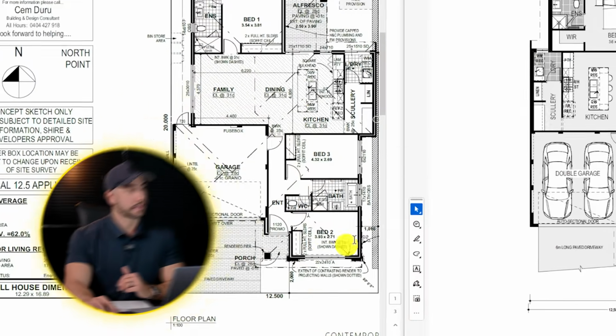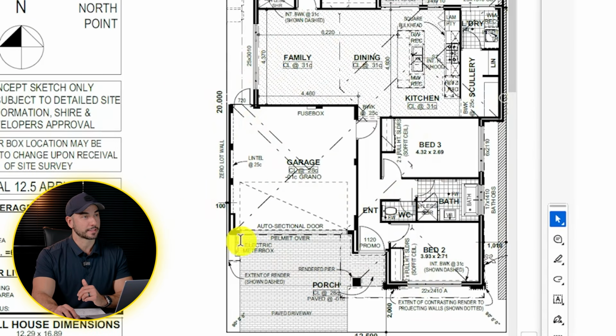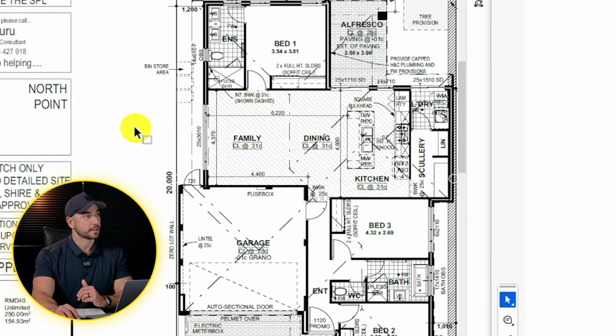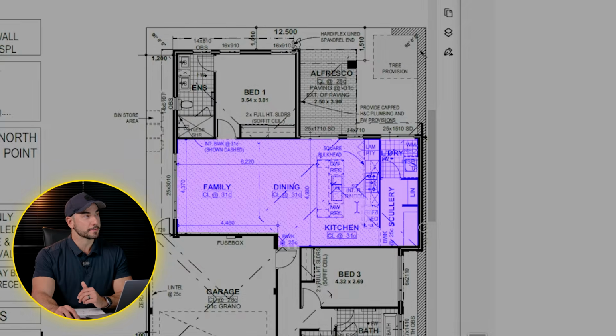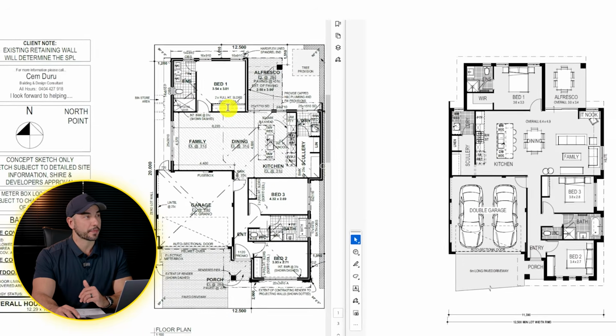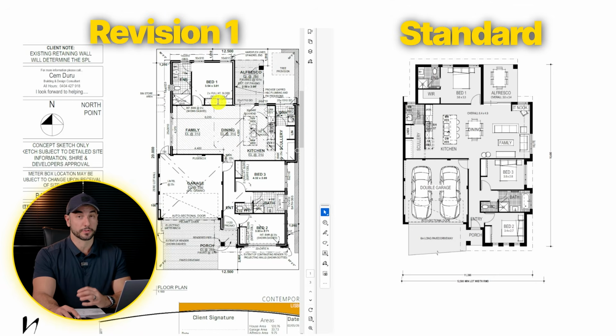So the bottom section of the home has stayed relatively the same. We've flipped the family dining kitchen scullery area, and we've also increased the size of the ensuite by compromising on the walk-in robe. So in small designs, I think it's really important to be able to compromise, because if you don't compromise on certain elements, you're not going to be able to achieve other things that you're wanting to achieve.